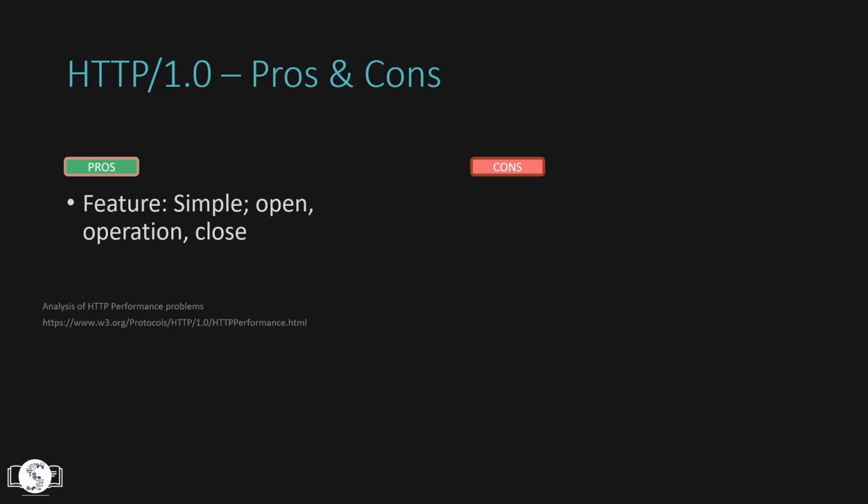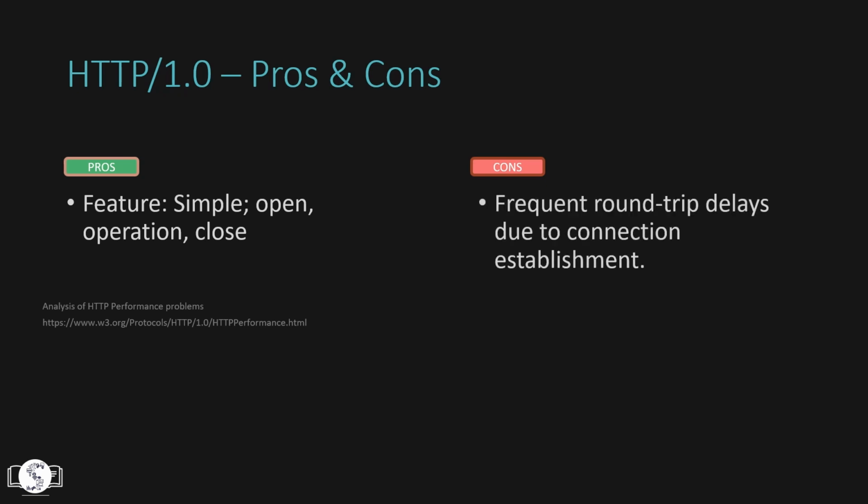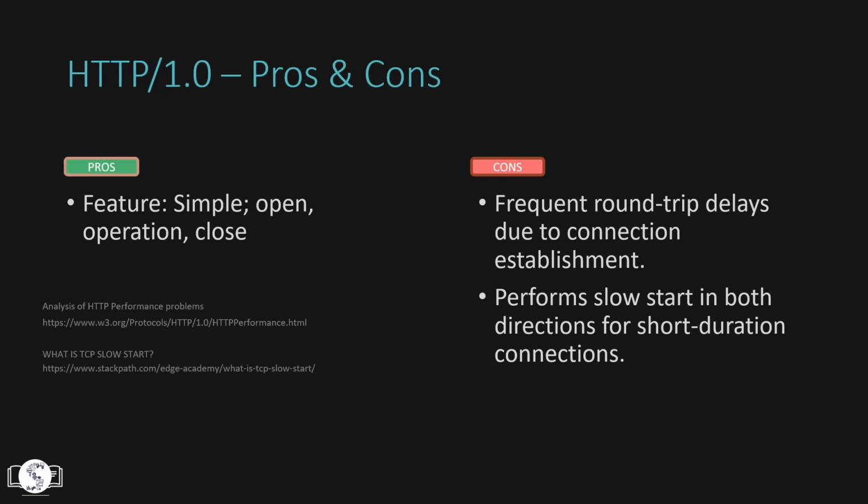The first con is the frequent round-trip delays due to connection establishments. Because HTTP has no way to ask for multiple objects with a single request, each fetch requires a single transaction. The current protocol would require a new connection to be set up, and perform slow start in both directions for short duration connections.